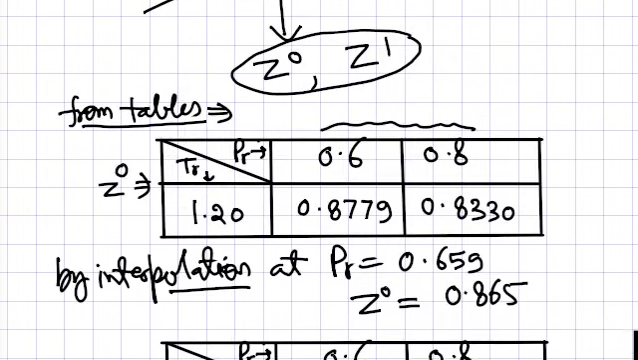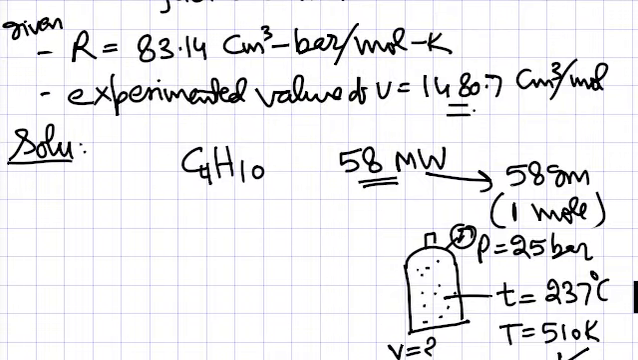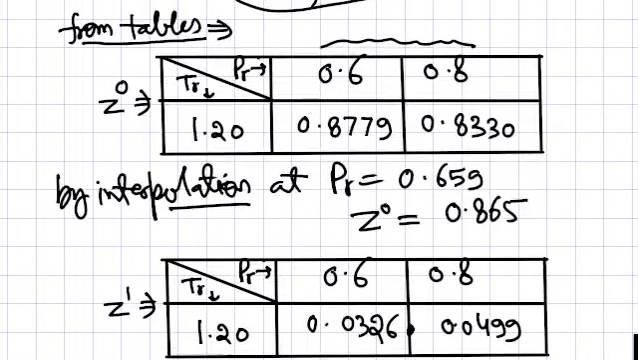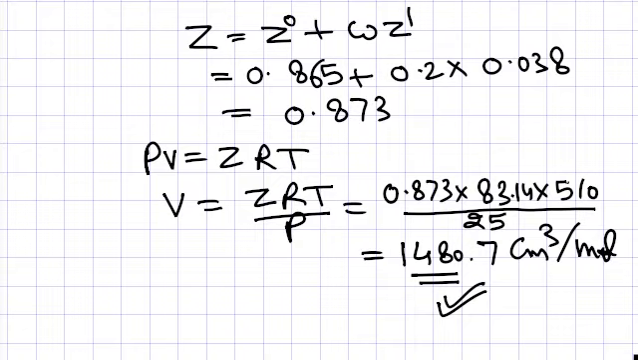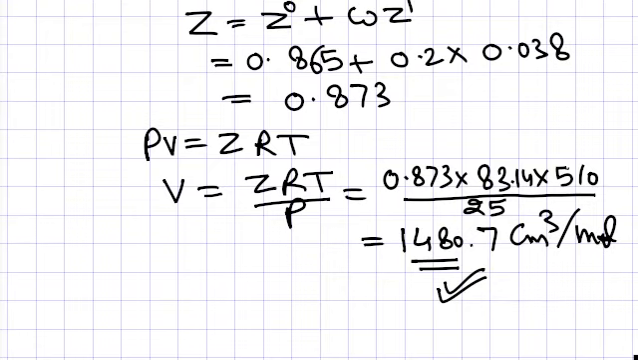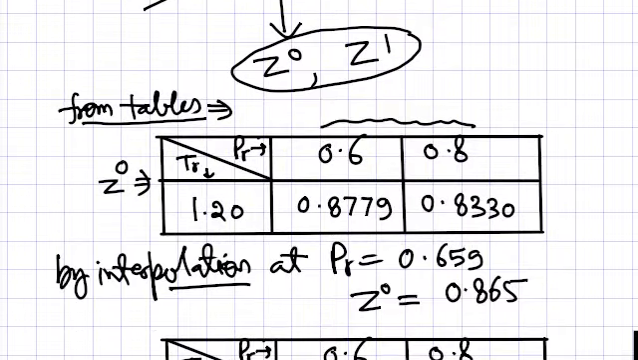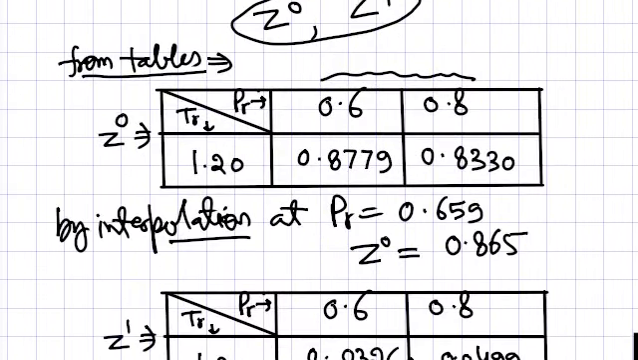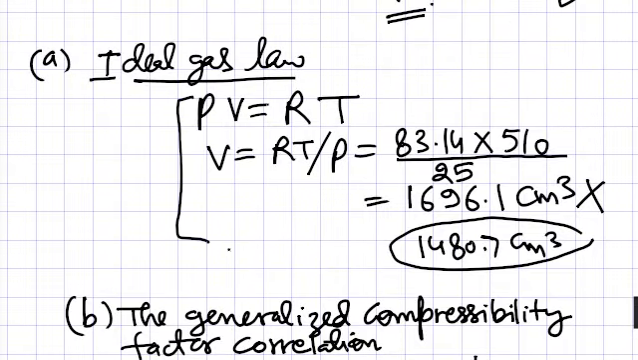Now you can compare it with the reported value, that is the actual value that you have measured, and it is 1480.7, and your calculated value is also just equal to that. So you can appreciate the use of these correlations and how easy they are in comparison to other methods to find the volume, and you can also appreciate the point that the ideal gas law completely fails at this high pressure, and it is giving you very incorrect values.